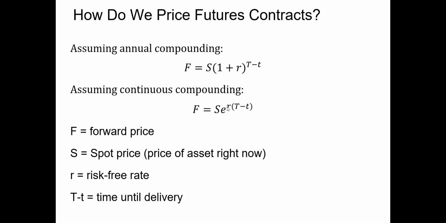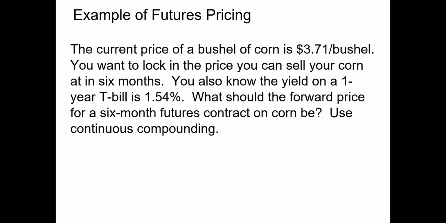Now, in the real world, we would want to use continuous compounding, and for that, we use this formula. So the forward price of some commodity is going to be equal to the spot price times e to the power of our risk-free rate multiplied by the time until delivery of the particular commodity that we're discussing, or this could be a financial future. So let's look at an example.